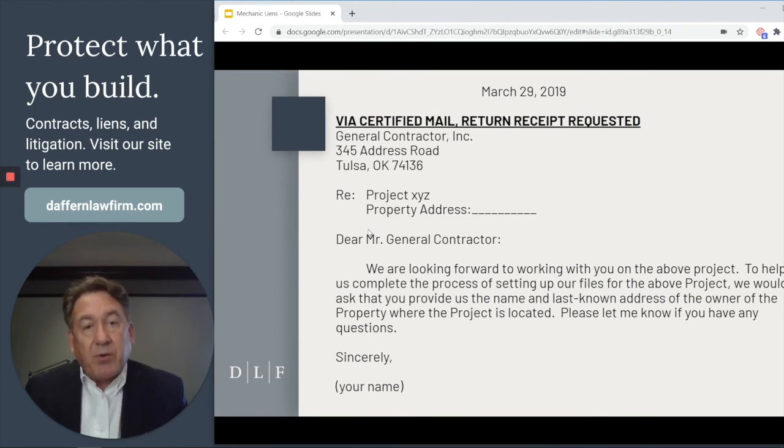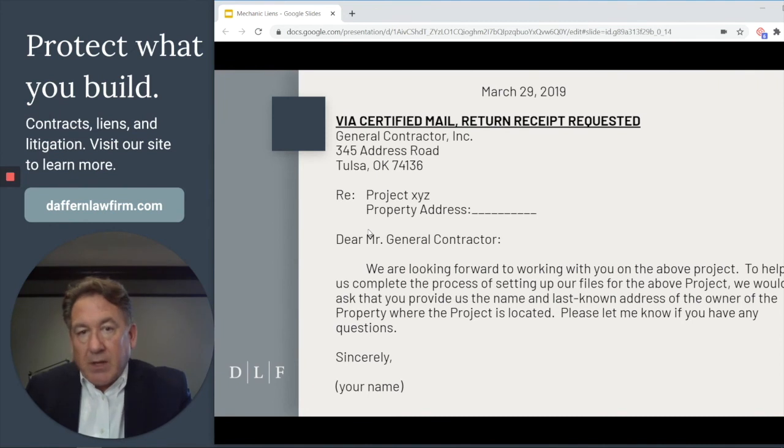Now, here's an example letter that we sometimes use in our practice. And it's a very simple letter. It can say, "Dear Mr. General Contractor, we are looking forward to working with you on this project. To help us complete the process of setting up our files for the above project, we would ask that you provide us the name and last known address of the owner of the property where the project is located. Please let me know if you have any questions.